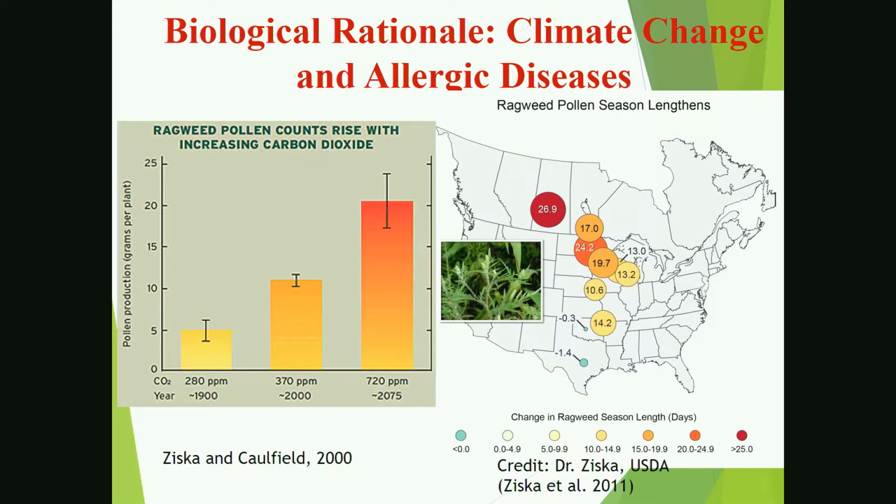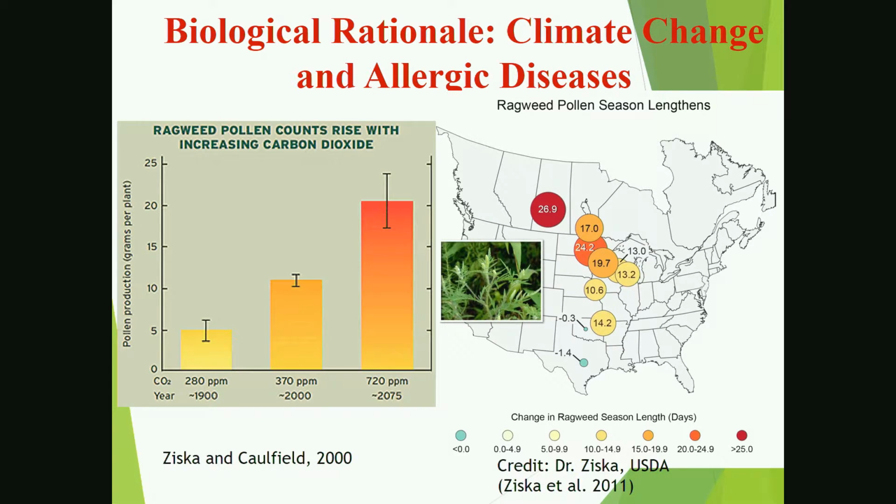And what he showed was the pollen production, this is grams per plant, was much higher in a higher carbon dioxide concentration. Okay, so it's very interesting. The same ragweed plant, the pollen per plant is much higher. Ragweed produces much more pollen at a higher carbon dioxide concentration.